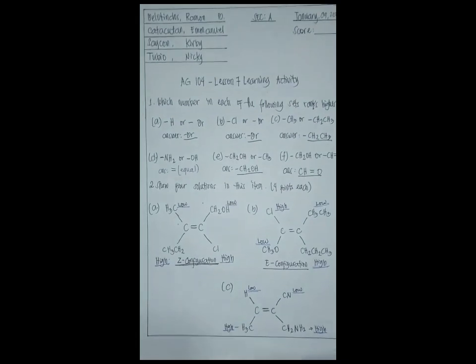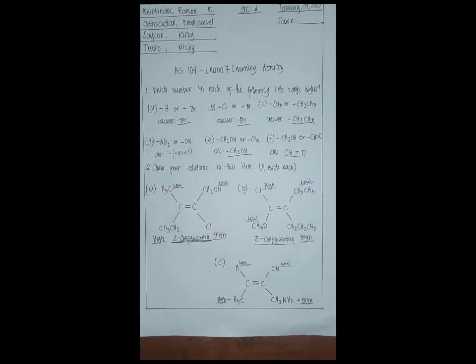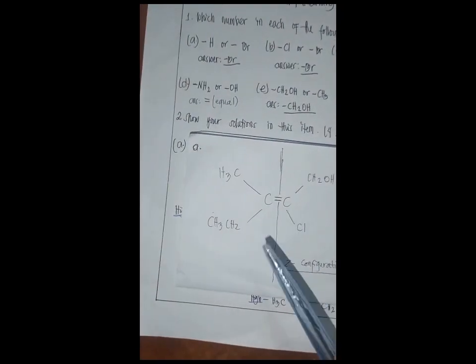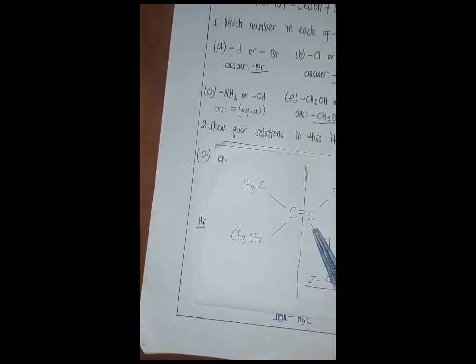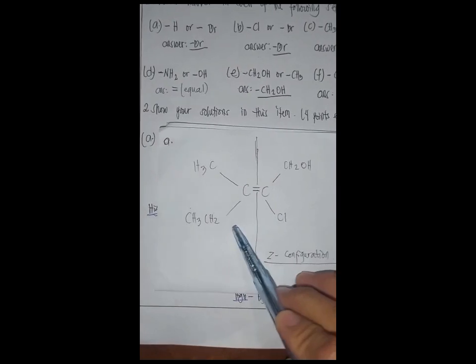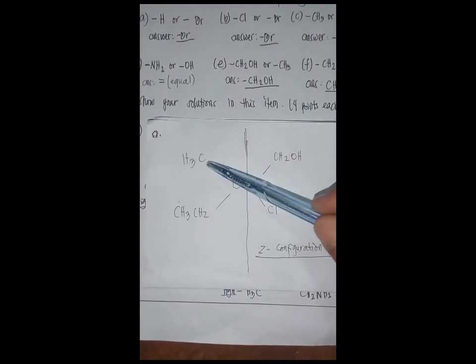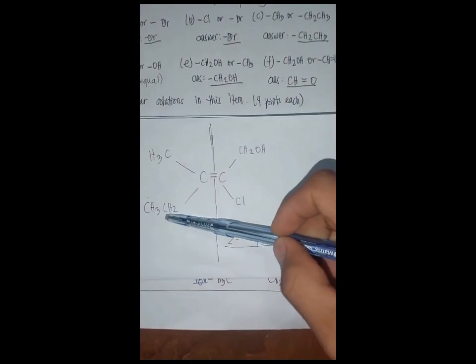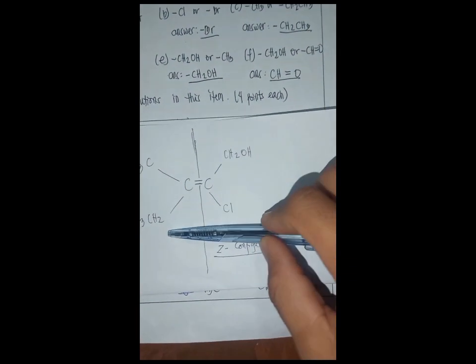To determine whether it is E configuration or Z configuration. So this is how it will be explained. So letter A, C double bond to C, so carbon. So here, H3C over CH3H2. So we need to compare carbon first to the other element here below.